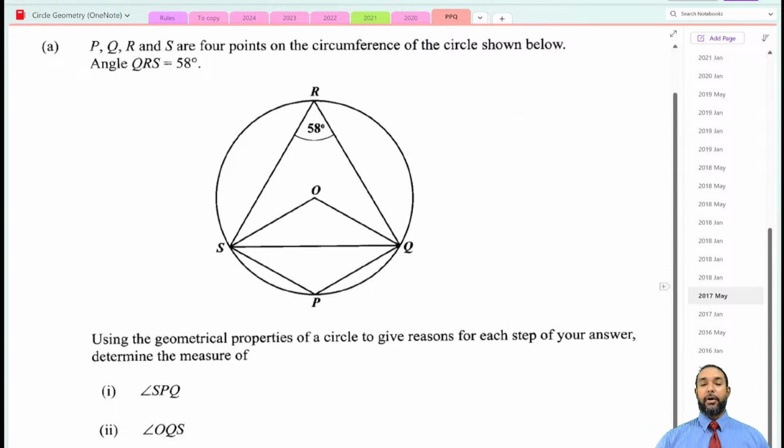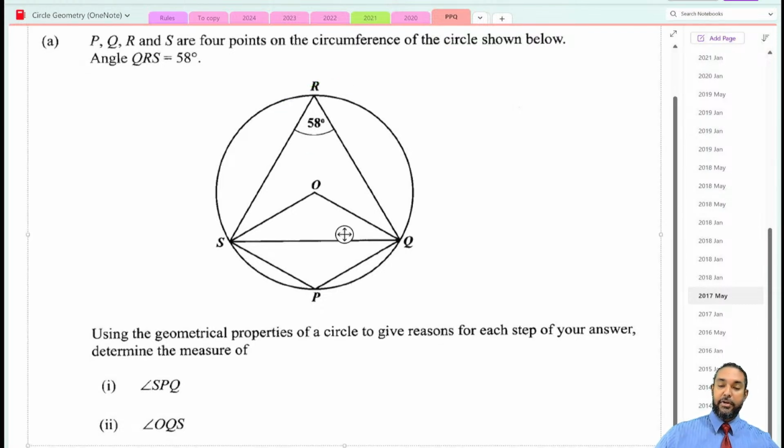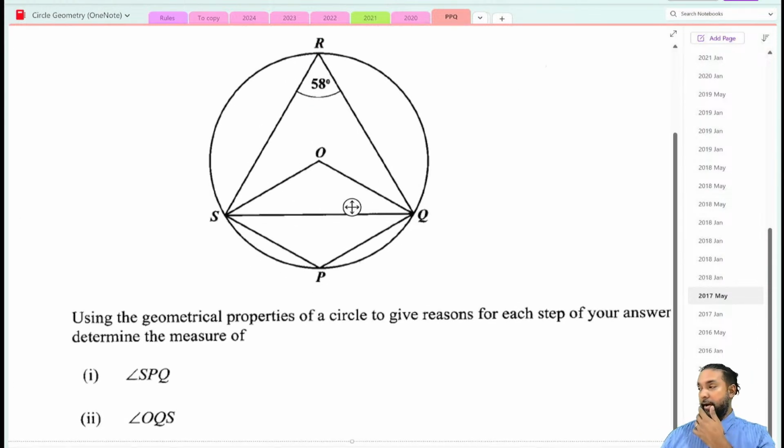All right, so P, Q, R, and S are 4 points on the circumference of the circle shown below. Angle QRS is 58 degrees. So they only give us one angle in the whole diagram.